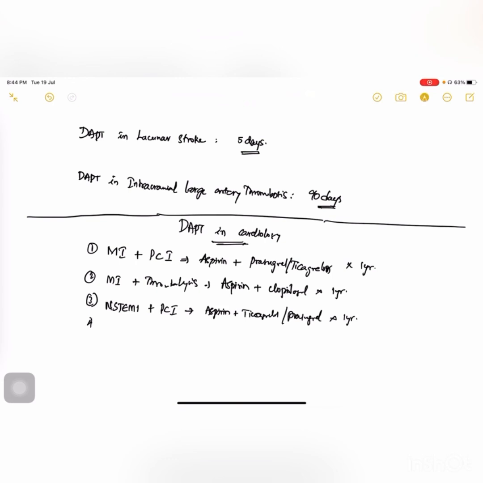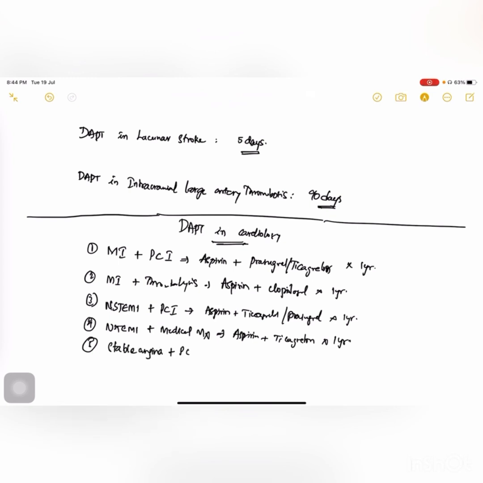The next patient also has NSTEMI, and this patient is on medical therapy. This patient is on medical management. For this patient, we give aspirin plus ticagrelor for 1 year duration.